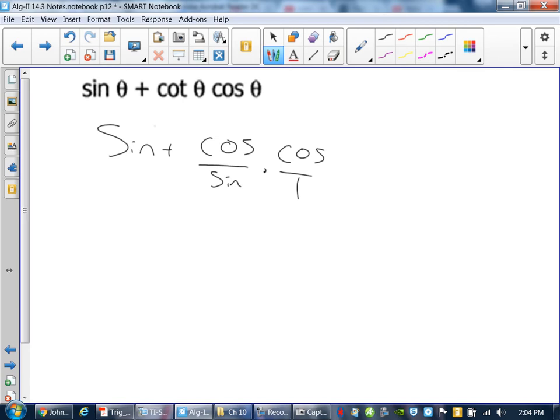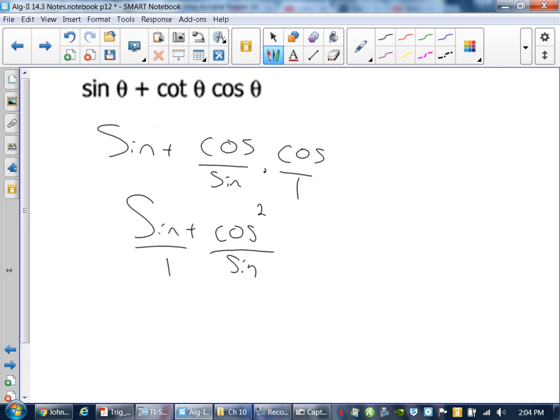So looking at this, the second fraction, I have multiplying. When I have multiplying, I just multiply straight across. So what's cosine times cosine? Cosine squared. So I get sine plus cosine squared over sine. What is the sine on the left over? That you just don't see? 1.